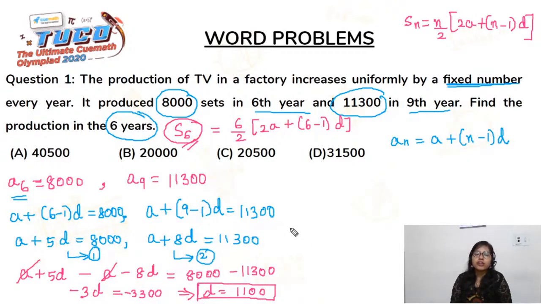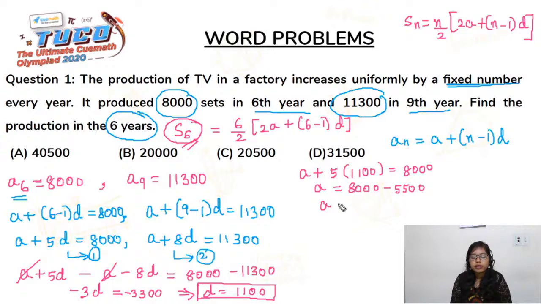Now to calculate the value of a, you can put this value of d in any of the equations 1 and 2 and get the value of a. Okay, let me use equation 1. So a plus 5 times 1,100 is equal to 8,000, and this is going to give us a is equal to 8,000 minus 5,500. So from here the value of a would become 2,500. So we have got the value of a as well.